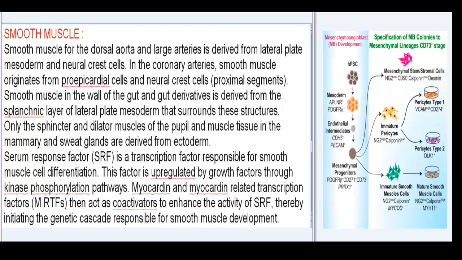Serum response factor, SRF, is a transcription factor responsible for smooth muscle cell differentiation. This factor is upregulated by growth factors through kinase phosphorylation pathways. Myocardin and myocardin-related transcription factors, MRTFs, then act as coactivators to enhance the activity of SRF, thereby initiating the genetic cascade responsible for smooth muscle development.